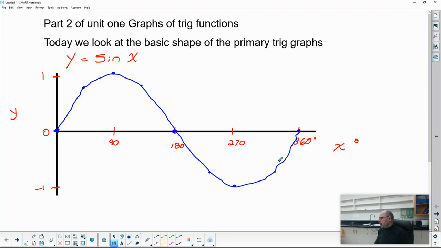And that's what it always looks like. And then after 360, if you go around the circle again, it repeats. So if we kept this going to like 720 degrees, we get another loop of this.